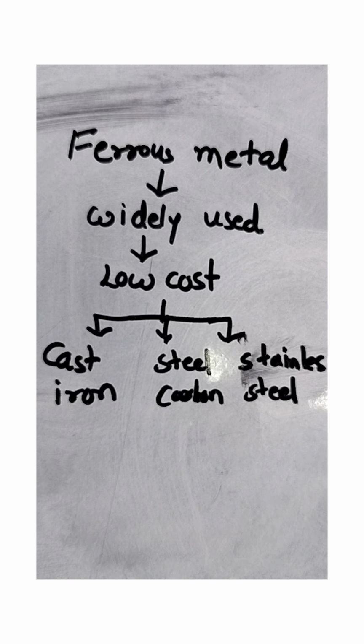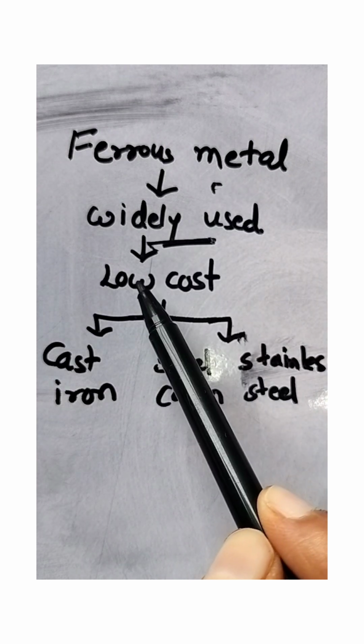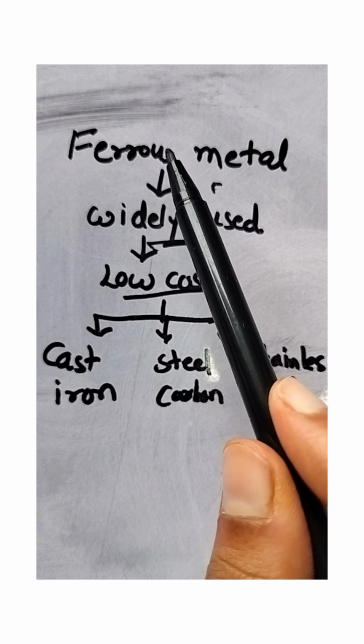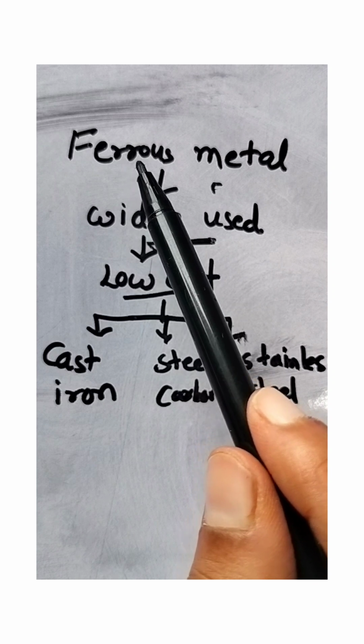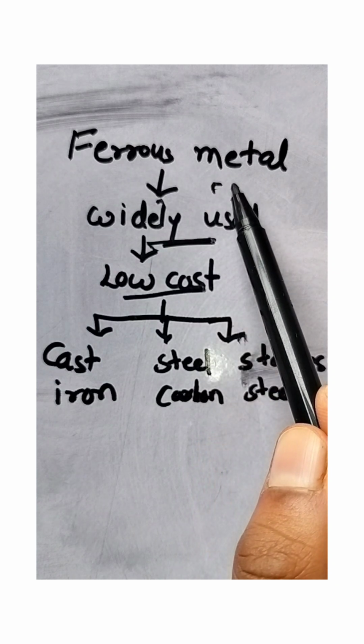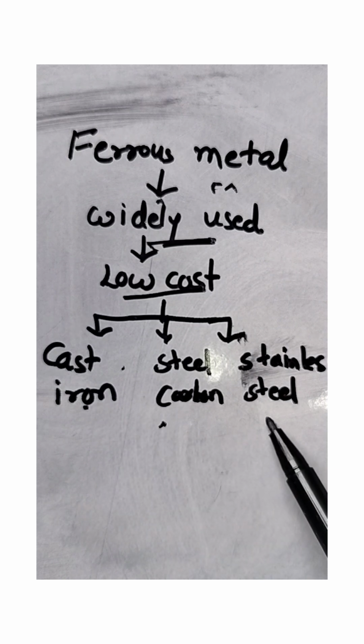Today we will discuss the classification we covered in the previous video, starting with the first metal, which is ferrous metal. Ferrous metal is widely used and has a very low cost, and that's why it is easy to use for all building material or plant construction. Ferrous metals are useful for making machinery. Here there are three types: cast iron, carbon steel, and stainless steel.